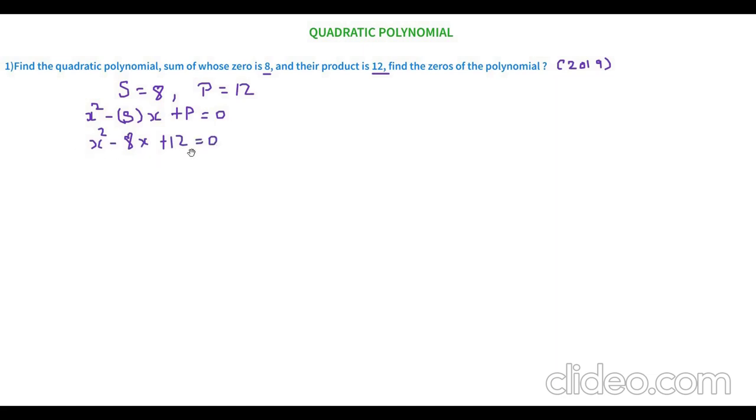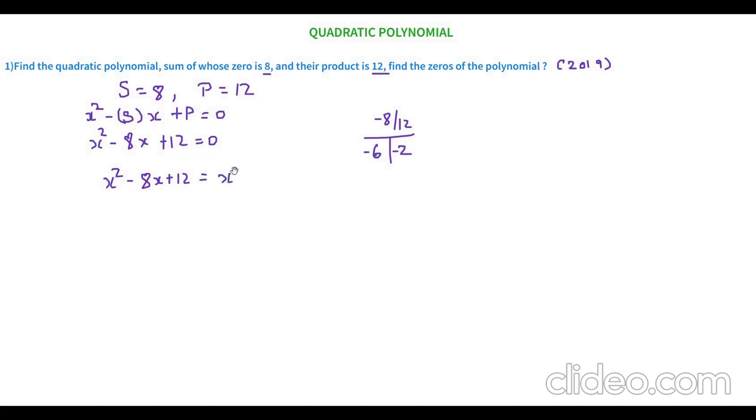Now we have this equation, and we have to solve it to find the zeros of the polynomial. So x square minus 8x plus 12, we have to split the middle term. When you add the two numbers it should give 8, and when you multiply them it should give 12. 3 times 4 gives 12, but 3 and 4 will not give us 8, so we take 6 and 2. We want plus 12 and minus 8, so I will take minus 6 and minus 2.